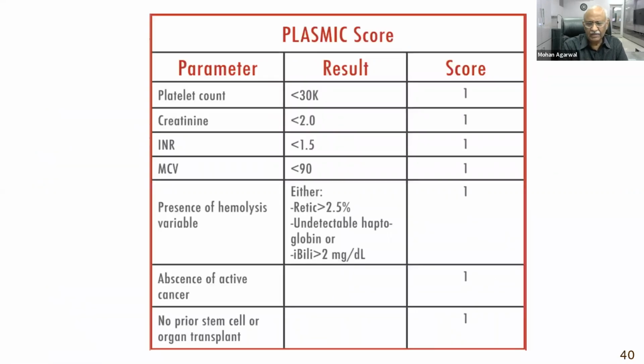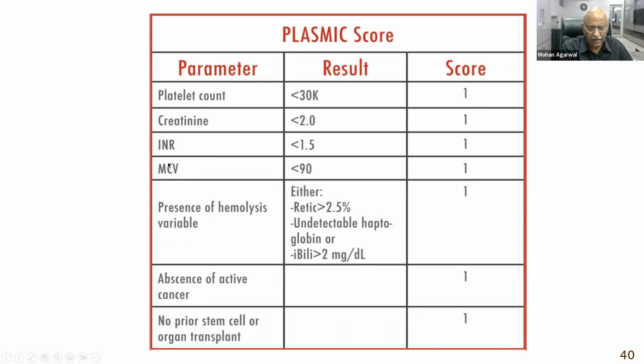Now, the ADAMTS13 level will not come to you for clinical diagnosis overnight. It may take days. So there is something called the PLASMIC score, which tells you that this is likely to be TTP, and please immediately do the plasma exchange. Platelet count very low, score of 1. Creatinine not very high, score of 1. INR not very high, score of 1. Presence of hemolytic features, score of 1. Absence of cancer and absence of transplant setting, score of 1.